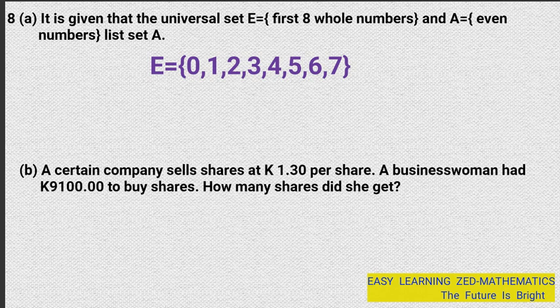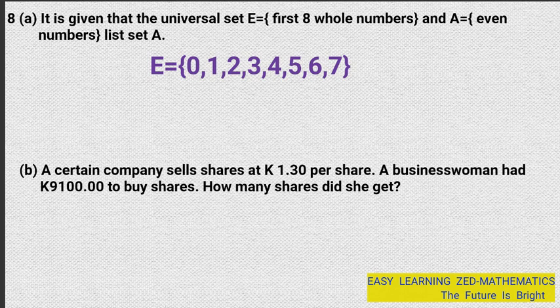Now be careful that you don't include 8, because if you write 8 as well, that means the numbers are 9. Okay, so if you count from 0, you find that when you reach 7, there will be 8 numbers. So these are the first 8 whole numbers.